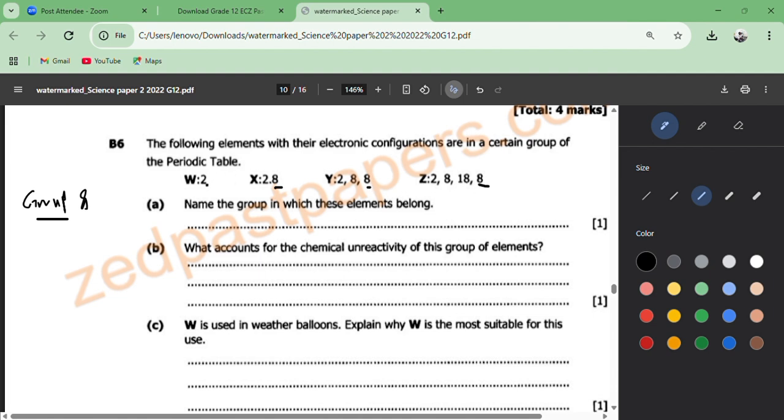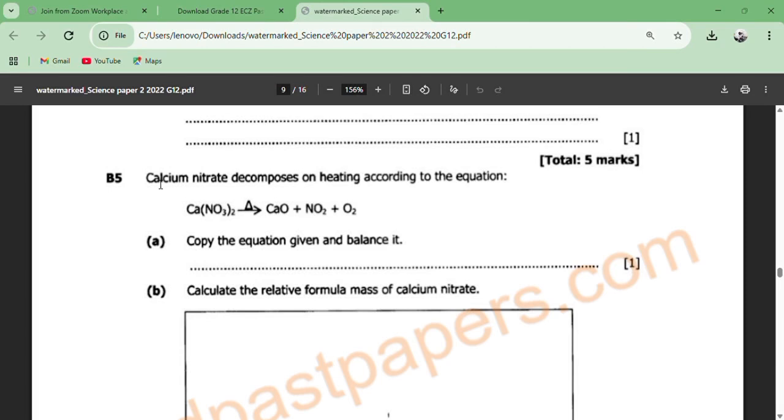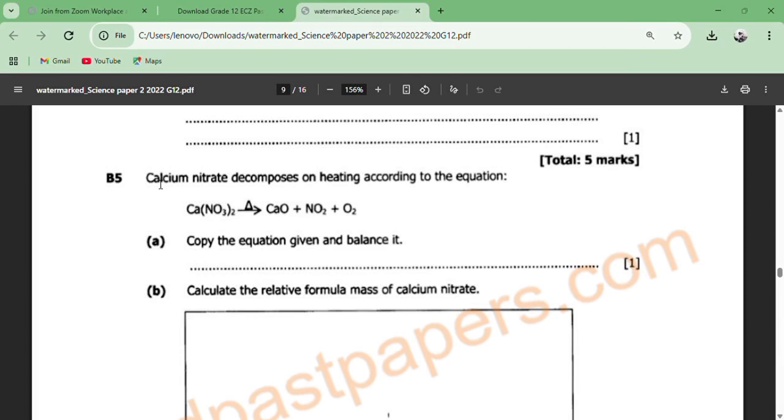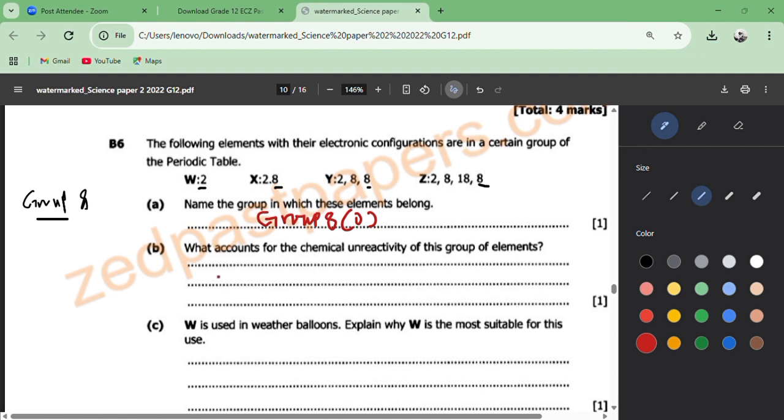Now, this one is also in group 8, but it is special. It is special in a way that it only has one shell. That's the reason why there are only two electrons. Yes, the answer is correct. It is group 8. Some will say group 0 or group O.